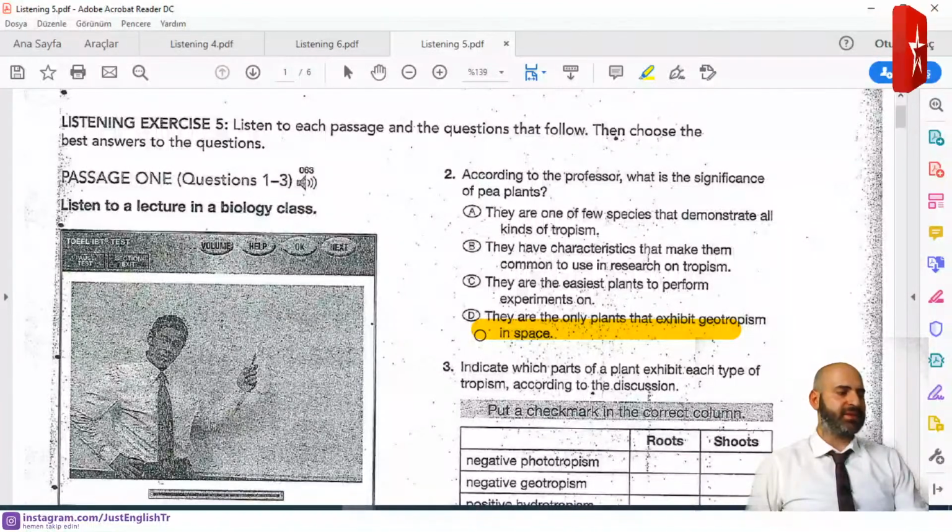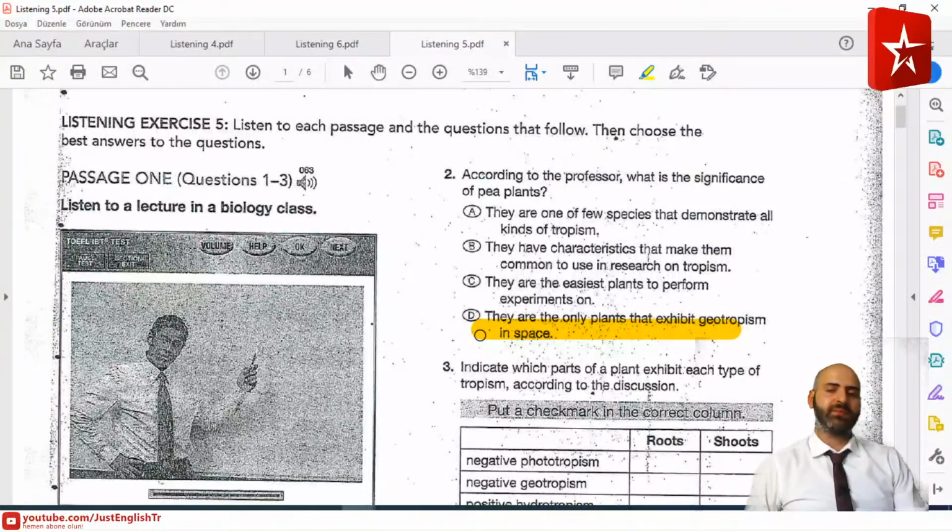I see some answers from students. B and C. C is not correct, I think, because the professor did not say that it was easy to experiment on these plants, but he said, let me show you the pea plants because, why? Because they have characteristics that we will use in research to tropism. So, correct answer for this one is B.